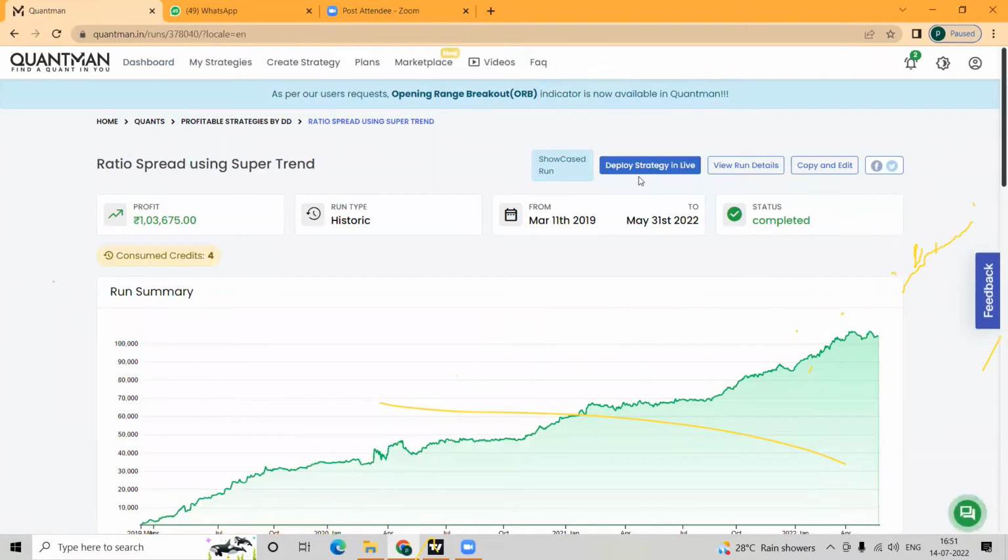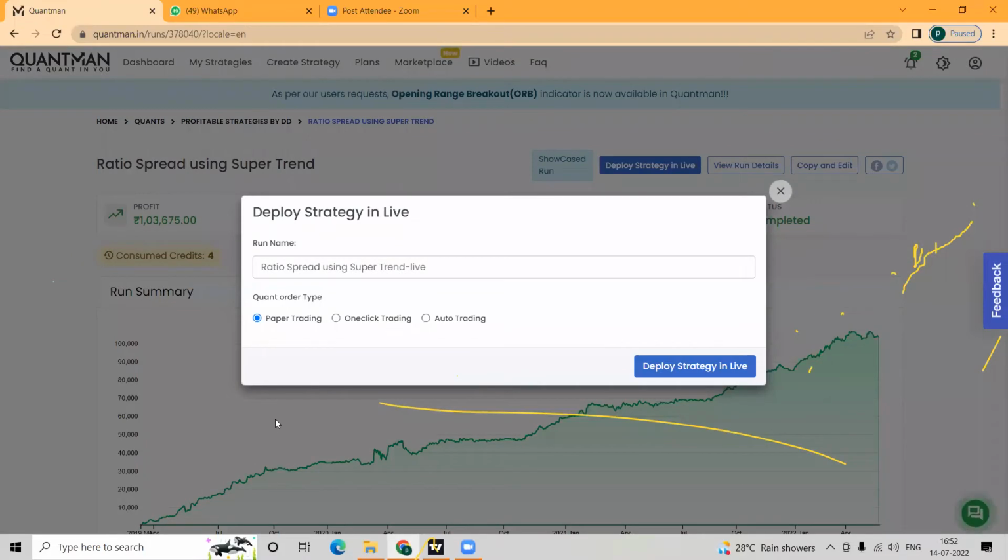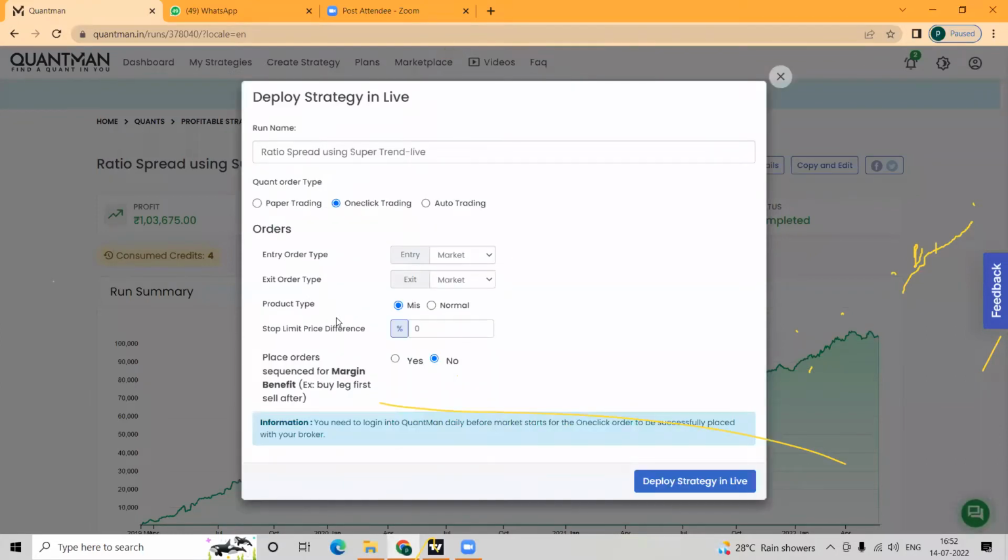Okay. Then you will see deploy strategy in live in blue color. So just deploy the strategy in live. Then you will get three options: paper, one click, automatic. I will explain the 3 things. Paper trading means whatever signals come, it doesn't place the order in the broker terminal. If you choose one click order, then you will get a call. If you attend the call and press one number, then the order will be placed.